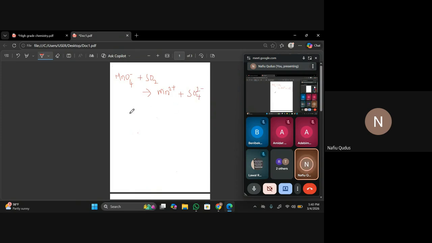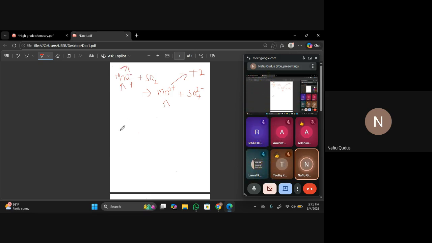The first thing is that we need to check which of the elements or compounds undergo both oxidation and reduction. In this case, we have Mn here, and we also have Mn here. That shows that we need to check for the Mn in this equation. Here, Mn is +2 without finding anything. But we need to find the oxidation number of Mn here.